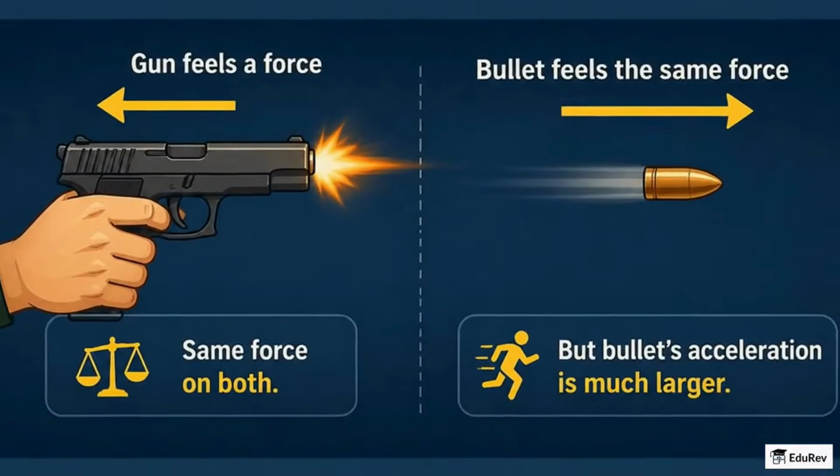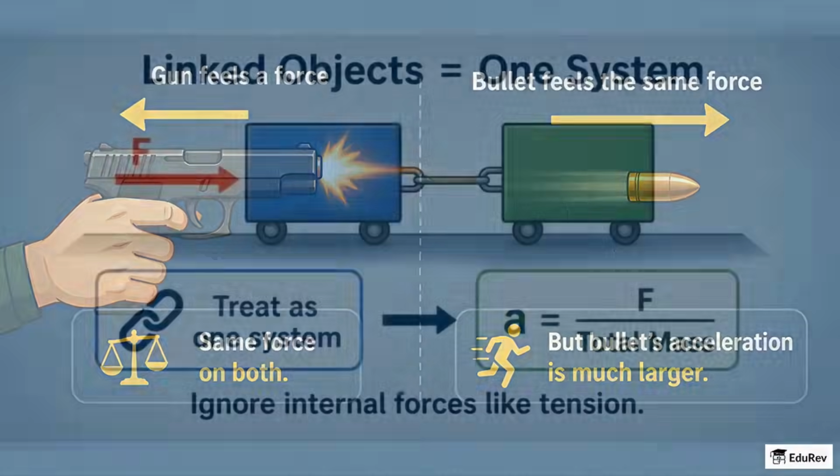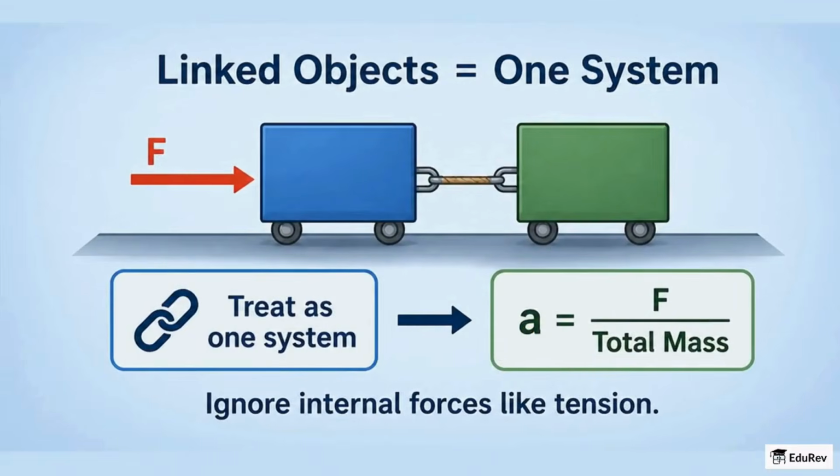A bullet fired from a gun feels the same force as the gun, but the bullet's acceleration is much larger because its mass is small. When objects are linked, we can treat them as one system and ignore internal forces like tension, using A equals F divided by the total mass to find the system acceleration.